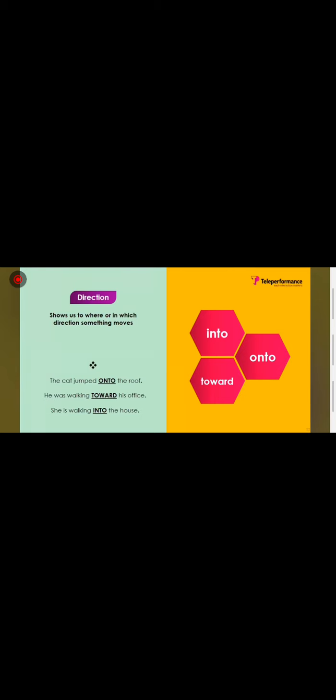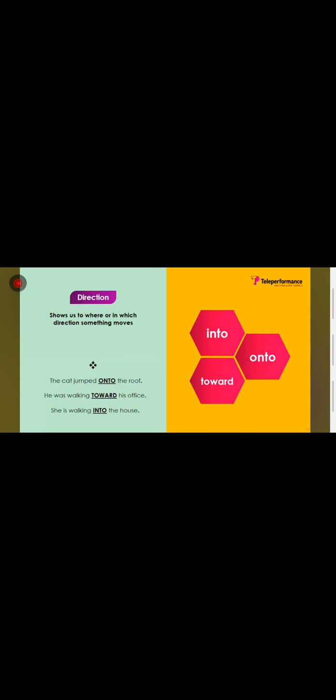Yep. And second example we have is he was walking toward his office. He was walking toward his office. So the direction is, if you see him walking, he's going to the direction where the office is located. So that's why we're using toward his office. Got that?